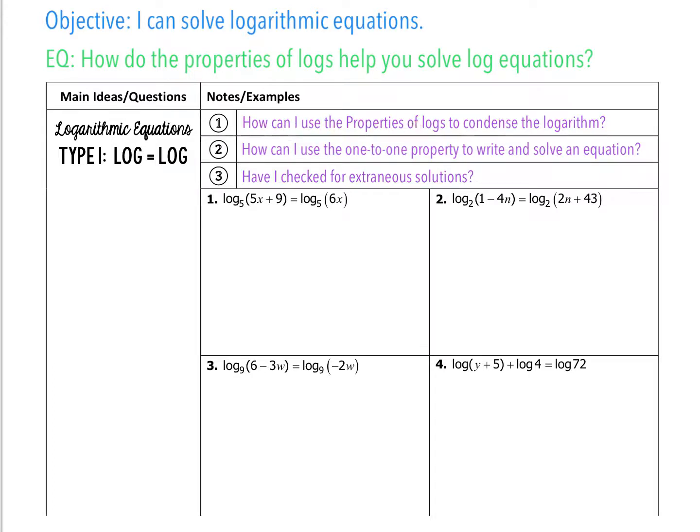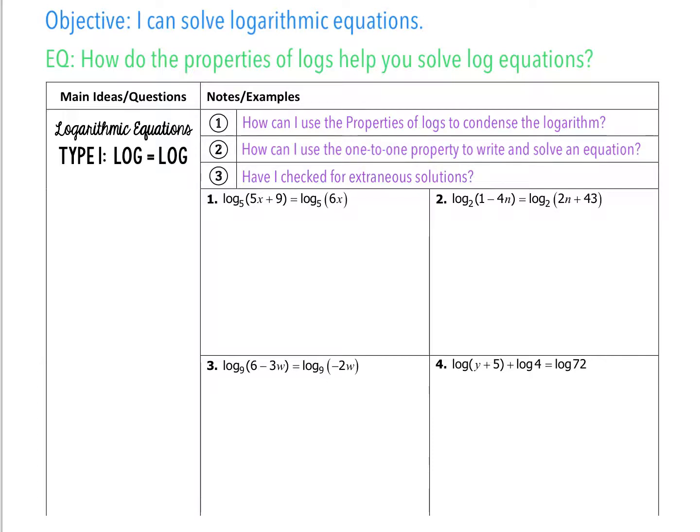The first one is, how can I use the properties of logs to condense the logarithm? How can I use the one-to-one property to write and solve an equation? And then always, have I checked for an extraneous solution? The extraneous solutions that we're really going to deal with come from the fact that a log cannot be negative. So if I end up with a solution and I plug it back in and I end up with log base 4 of negative 12, I know that is no solution because I cannot have a negative log. So make sure you write that down and remember that the log can never be negative.